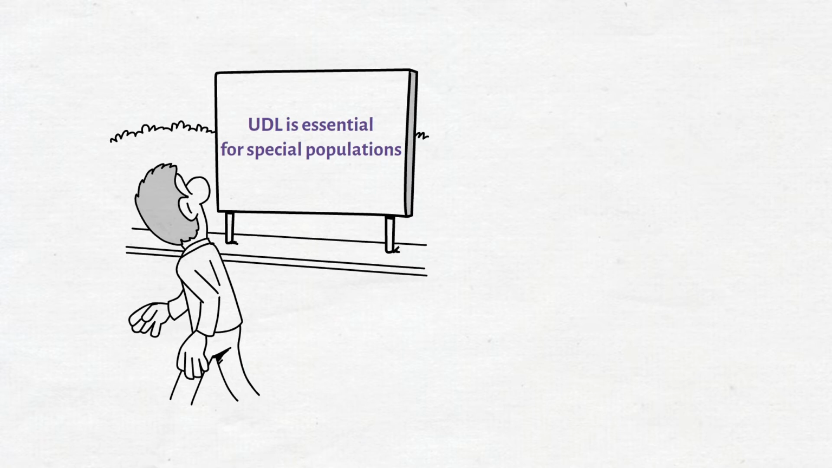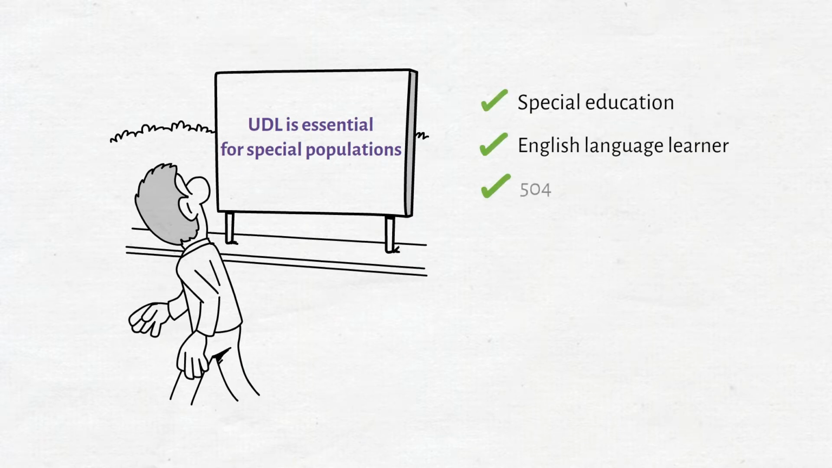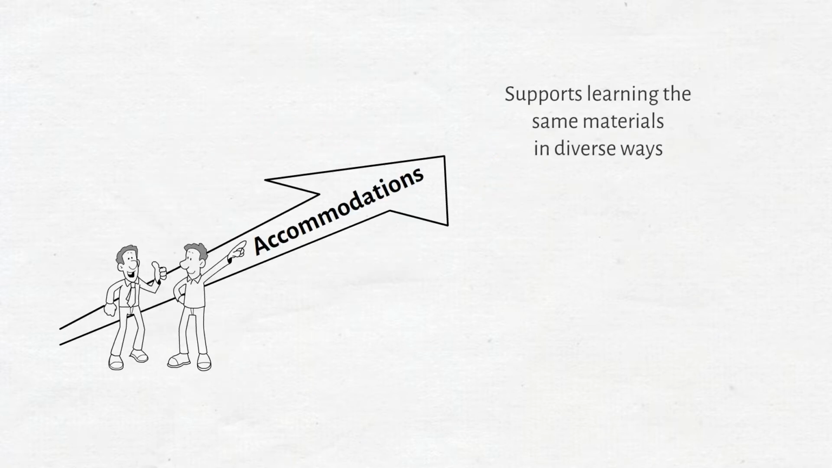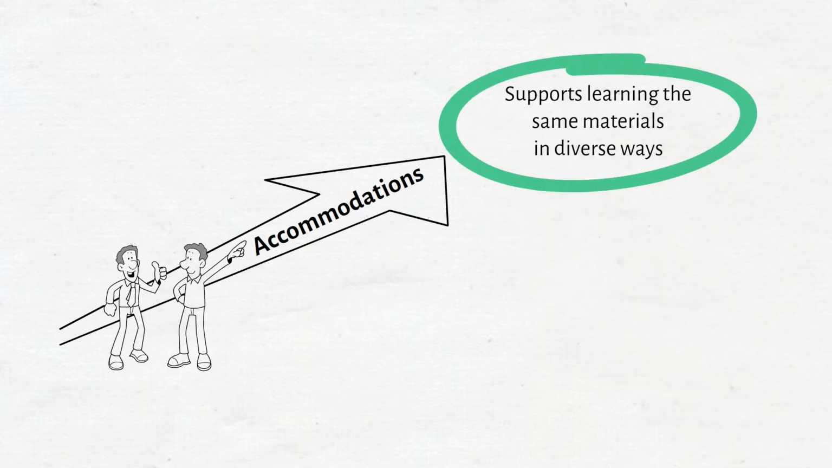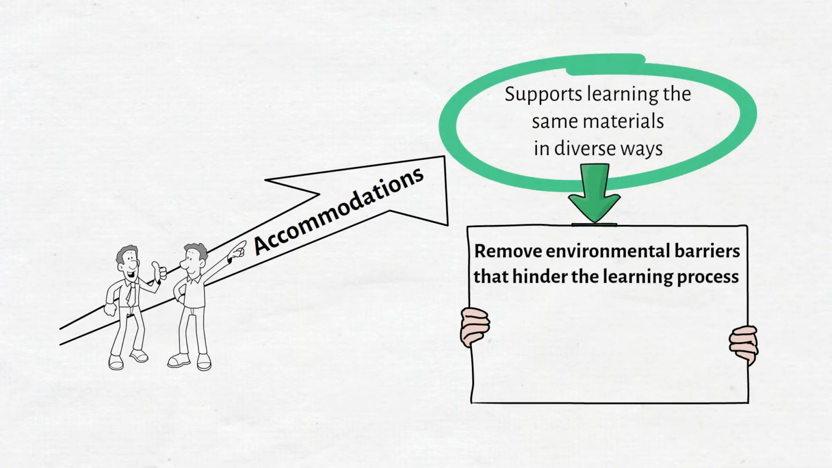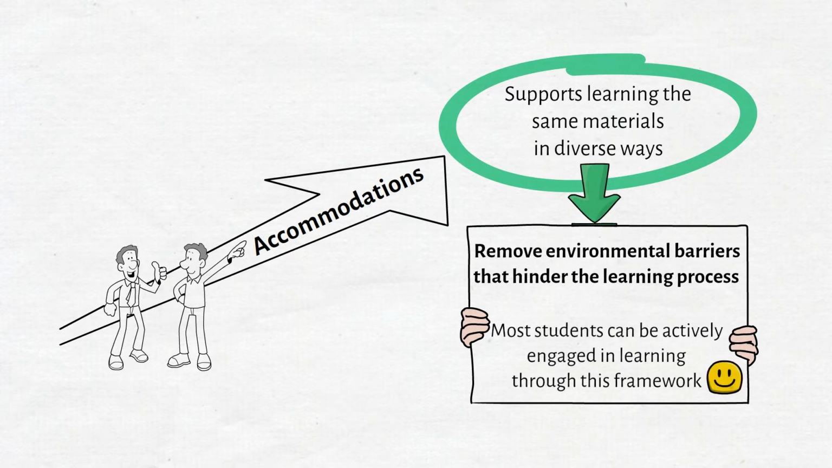UDL is essential for special populations, which include special education, English language learner, and 504 students. Accommodations refers to supports that facilitate learning the same material but in diverse ways. These supports remove environmental barriers that may hinder the learning process, including a single way of presenting learning materials and using the same assessment for all students. Most students can be actively engaged in learning through the integration of this framework.